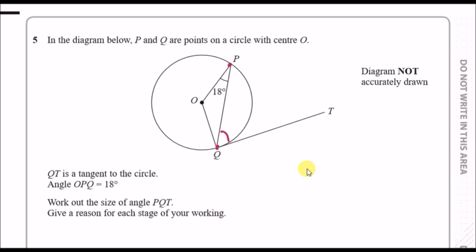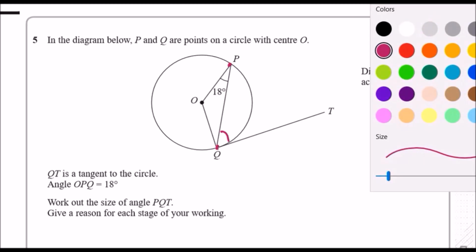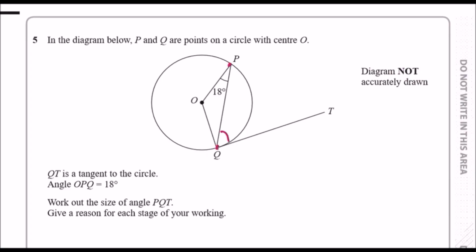Okay, so let's have a look. Couple of rules we need to spot here. So when you have a tangent, a tangent is basically a straight line that touches a circle, or any curve, once. And when it touches a circle, the line from the center to the point of contact always makes a 90 degree angle with the tangent.